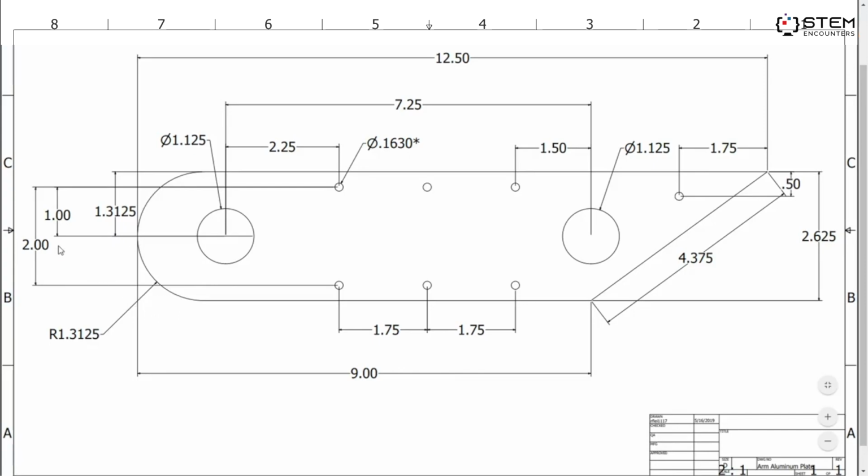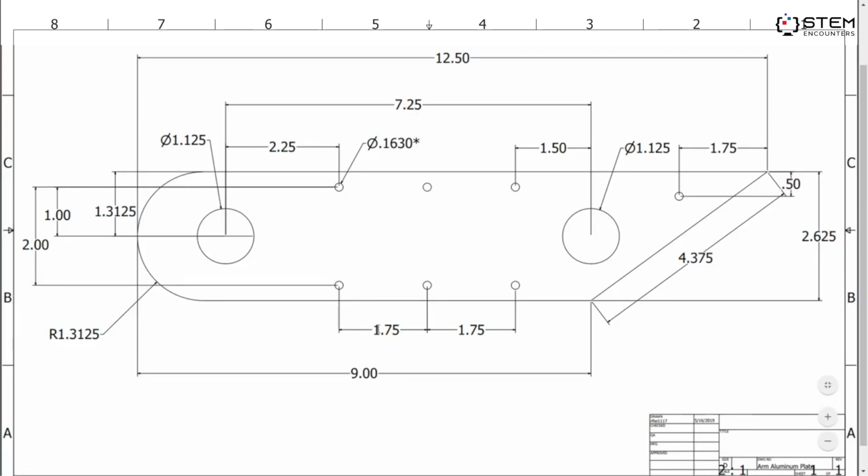In addition, you'll notice that there's a 2-inch measurement over here, which means that these holes are spaced by 2 inches, and that this hole, the distance from this center to this center is 1 inch. And in addition, the distance from this center to this side is 1.3125 inches. Also, the distance from the center of this circle to this circle is 7¼ inches.